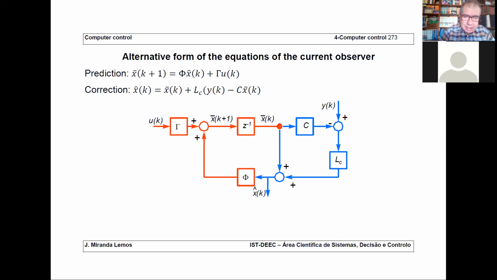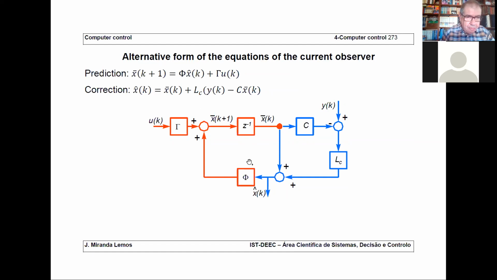Now, how can we organize this as a block diagram using, for instance, Simulink? Okay, we can write a prediction of the state based on the last observation, which is nothing more than a replica of the system, and we can have then a correction to update your prediction with the last observation. Okay, and you can show that these two equations are actually equivalent to the previous equation.